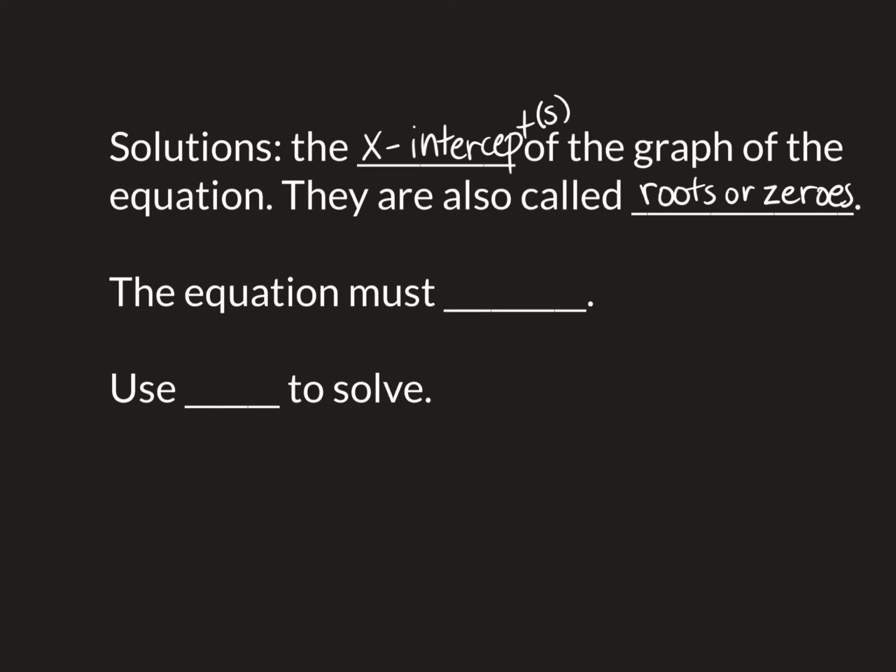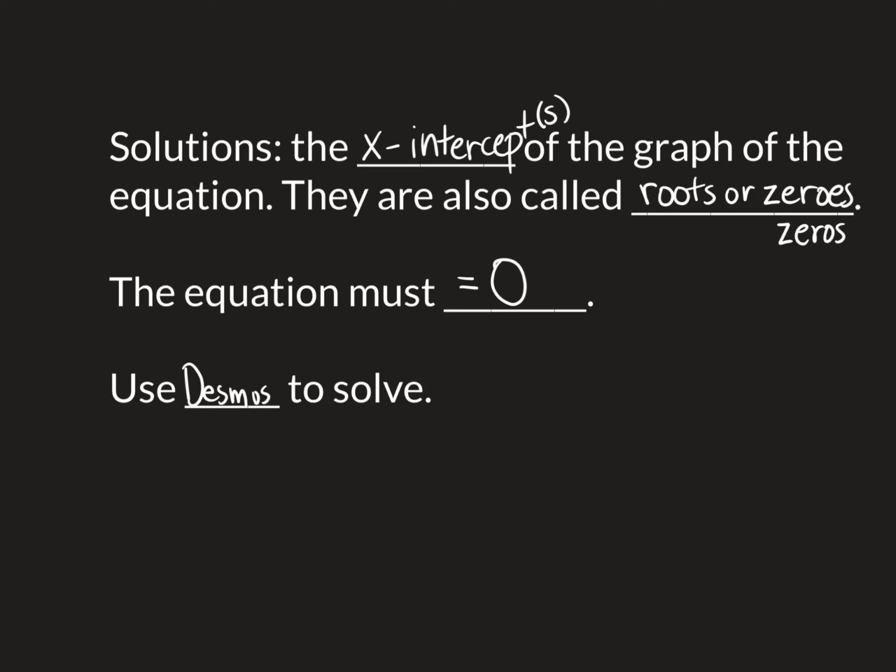So don't forget all those same words. And zeros can either be spelled with an ES or just with an S. So whichever way you want to spell it is fine. I usually add the ES, I don't know why. And then the equation must equal 0. So you have to make sure one side of your equation is equal to 0, and then use Desmos to solve.